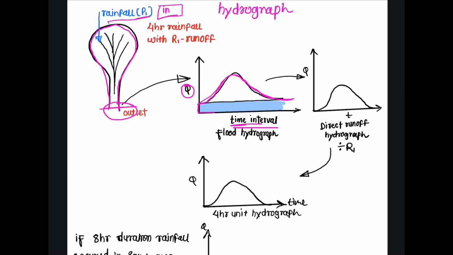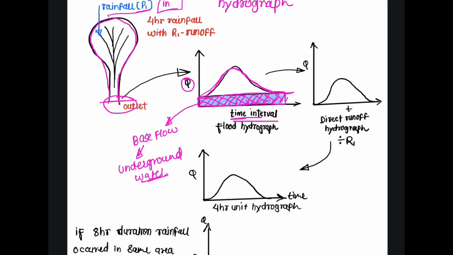Now this area which I have colored in blue is called base flow. This is the contribution to the river from underground water. Now we will deduct this base flow from this flood hydrograph and we will get the direct runoff hydrograph. This is the direct runoff hydrograph.